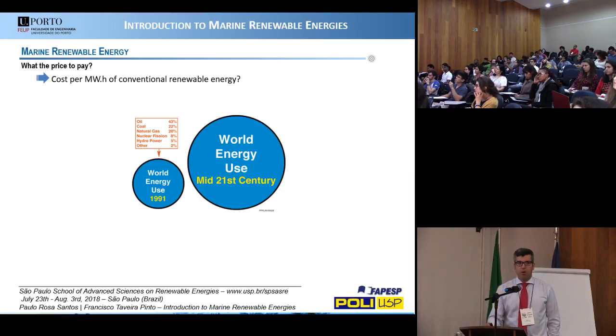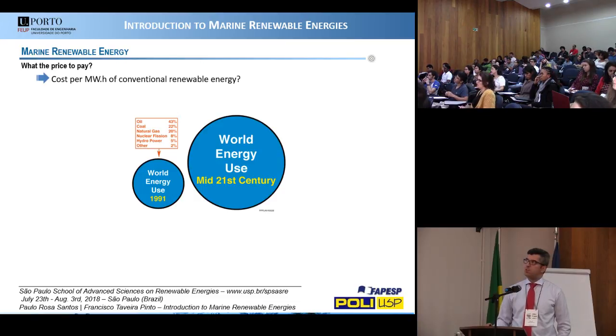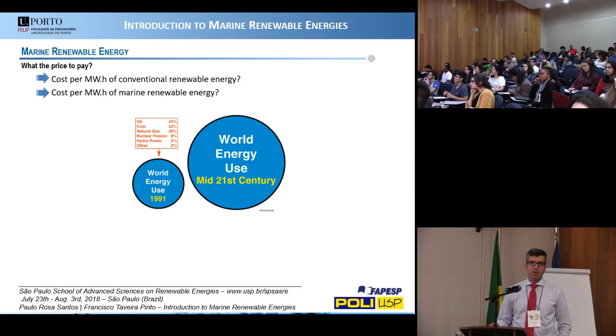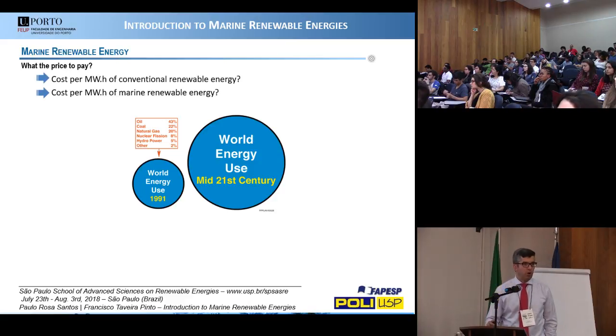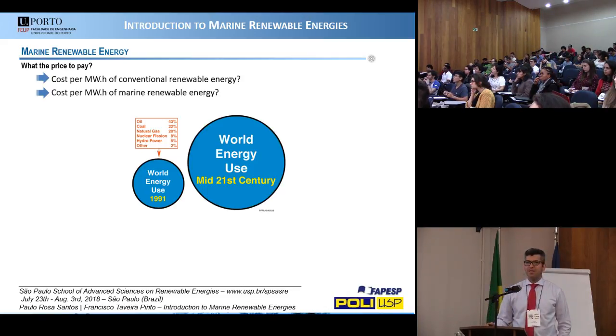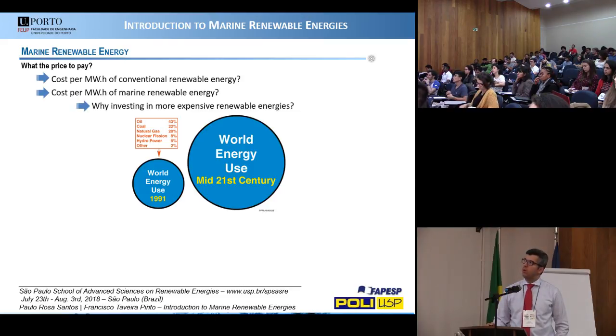Okay. So you know already that the resource available is huge. But one important point is the cost of the energy that is produced using those resources. And as you imagine, at present, the cost of the energy produced by those resources is higher than the energy that is produced with conventional renewable energy resources. So the question is, why invest money trying to develop those technologies? And one possible reason, a very good one, is that the energy consumption is increasing. The demand is increasing, and we should be able to produce the energy that will be needed in the future.